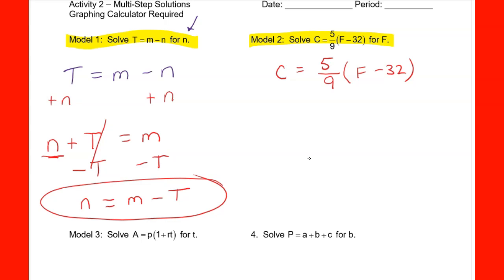First thing I want to do is clear that fraction. I want that out of the problem. Since it's dividing by 9, I'm going to multiply both sides of the equation by 9. So this becomes 9c is equal to, well, these 9's cancel, but 5 is still there.